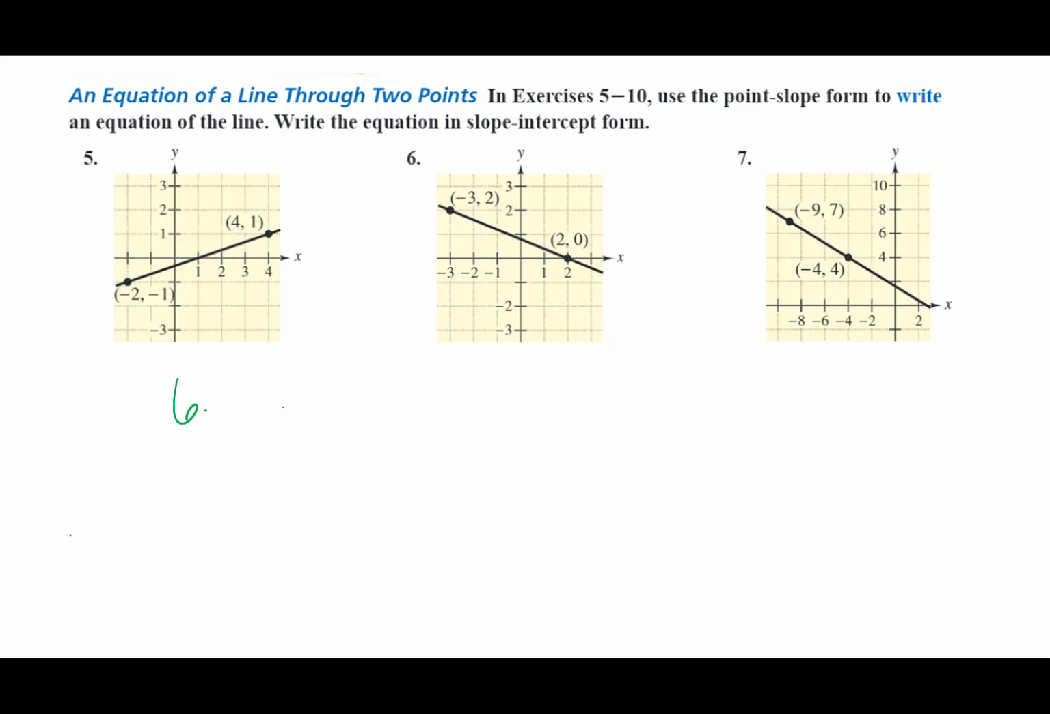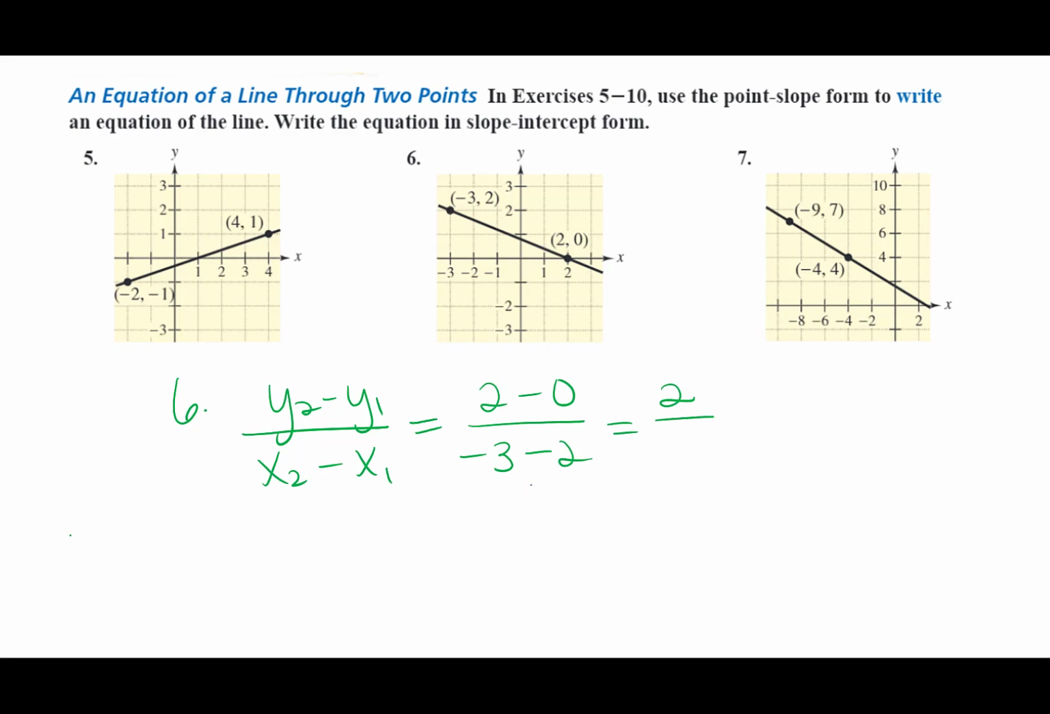This time I am going to use the slope formula, y2 minus y1 over x2 minus x1. We could still do the same thing counting left to right, but if you don't feel comfortable doing that, using the slope formula is fine. This would be 2 minus 0 over -3 minus 2. 2 minus 0 is 2. -3 minus -2 is a -5. It'd be best just to put that negative sign out front. So the slope is -2/5.